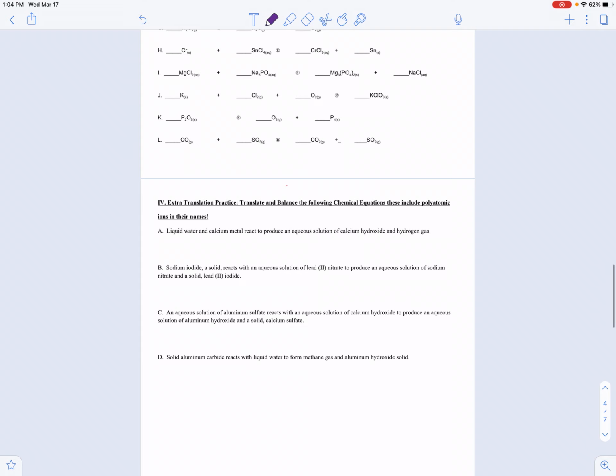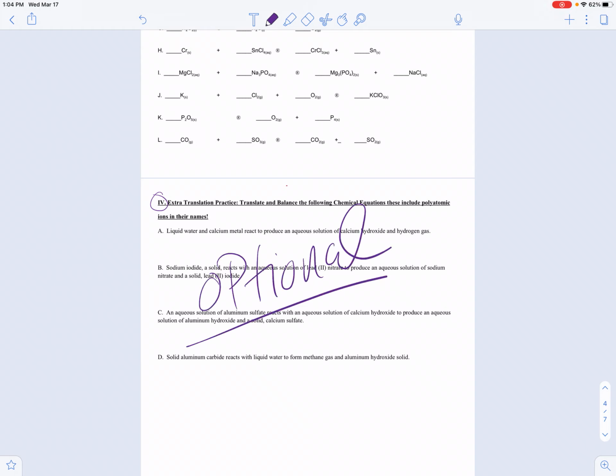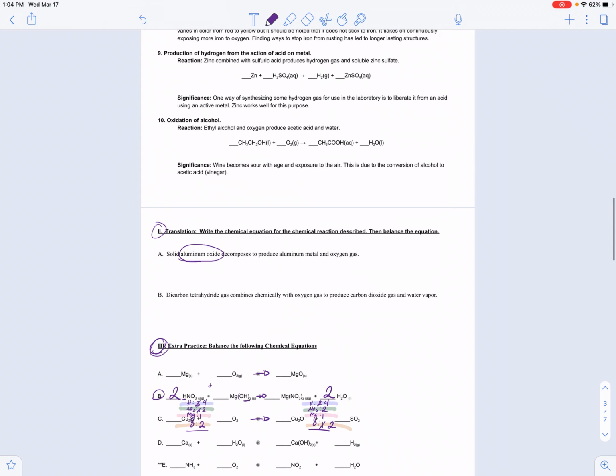If you're feeling really into this, there is an extra part 4. You do not have to do this. This is totally optional. For additional practice, there are polyatomics that have been included here, so it does level up the difficulty. This will not be a level of problem that I expect you to be able to do, but the rest of them should be manageable.